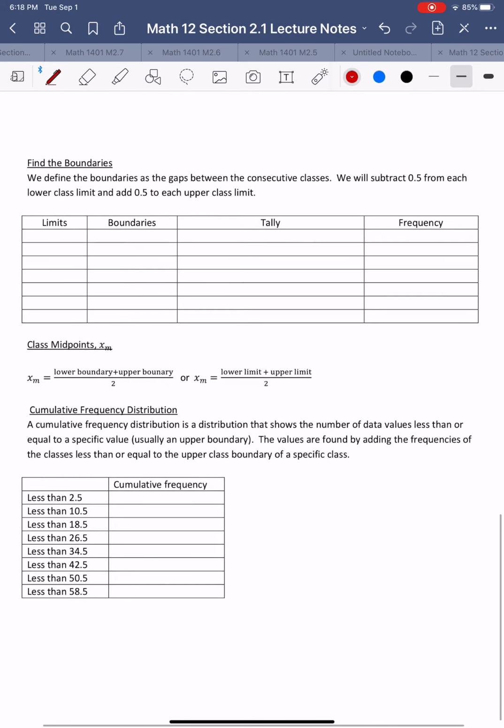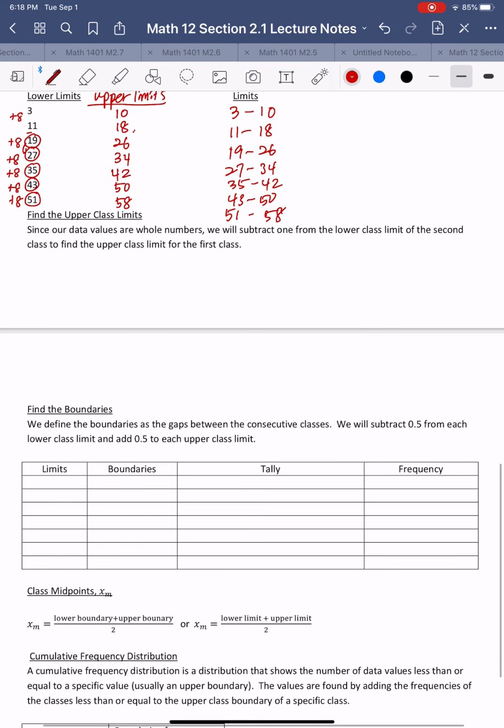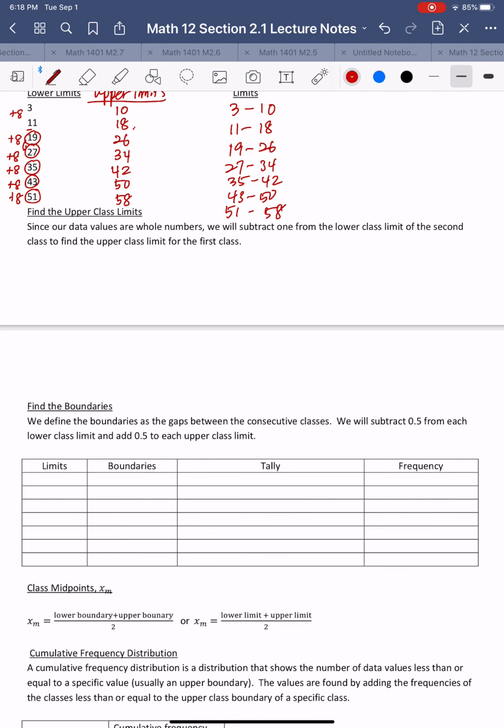All right, so we are using those to make the limits and boundary table. The limits we already have: 3 to 10, 11 to 18, 19 to 26, 27 to 34, 35 to 42, 43 to 50, and then 51 to 58. And then for the boundaries, since we get the boundaries from the lower limit and upper limit, if I use the first class, the boundary is the same thing.